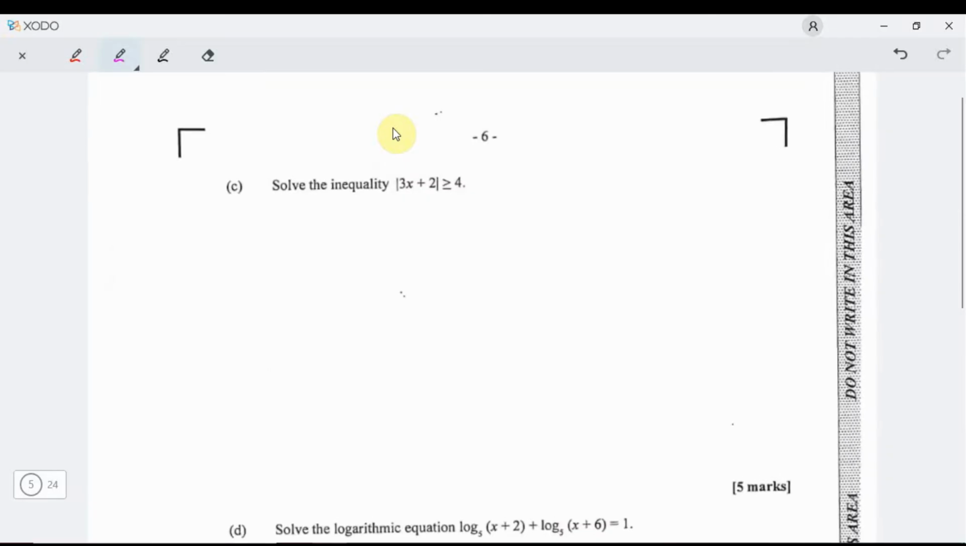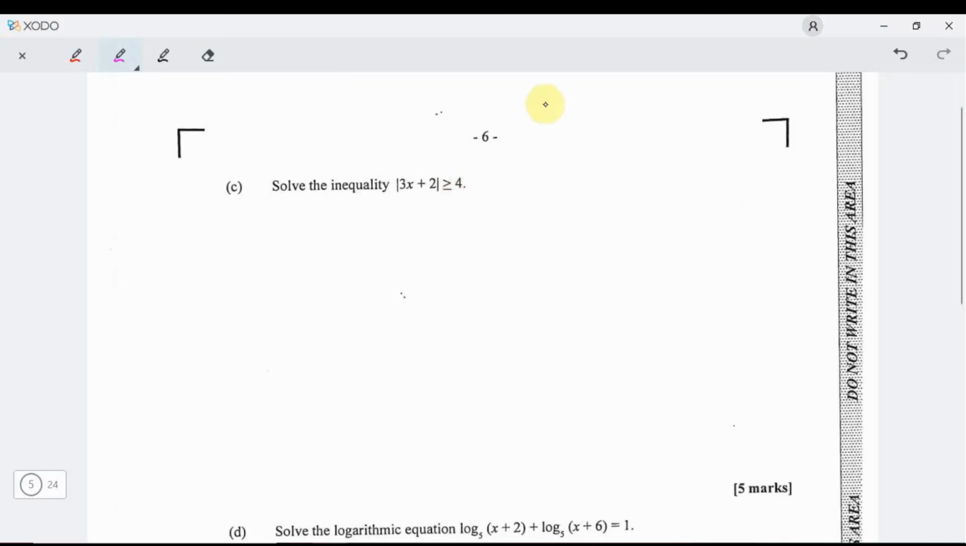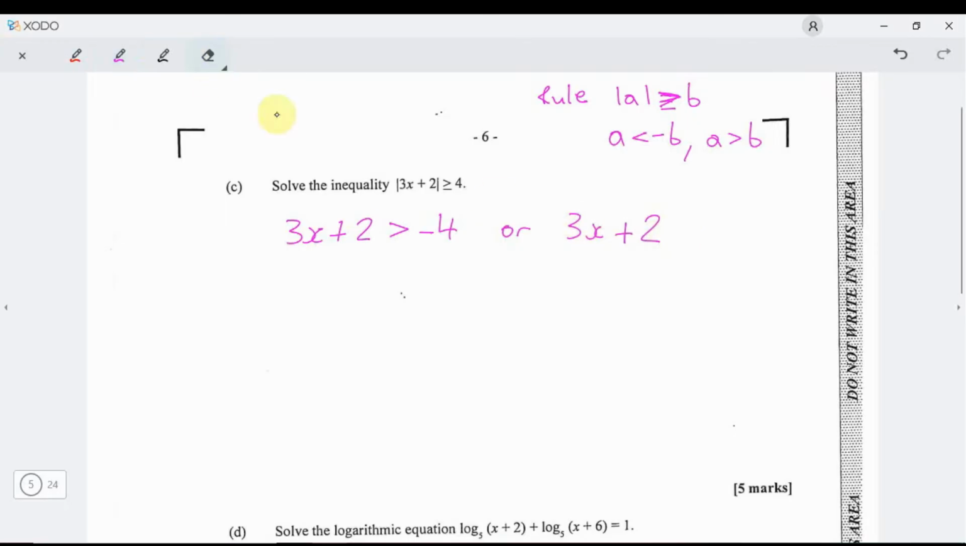Part C. Part C says to solve the inequality, the modulus of 3x plus 2 greater than or equal to 4. First thing is you have to remember this rule when doing modulus equations. If the modulus of A is greater than or equal to B, then it means that A is less than minus B, or A is greater than B. That's the rule. So in that case, our A is 3x plus 2. So in that case, we get 3x plus 2 is greater than negative 4, or 3x plus 2 is less than or equal to negative 4.